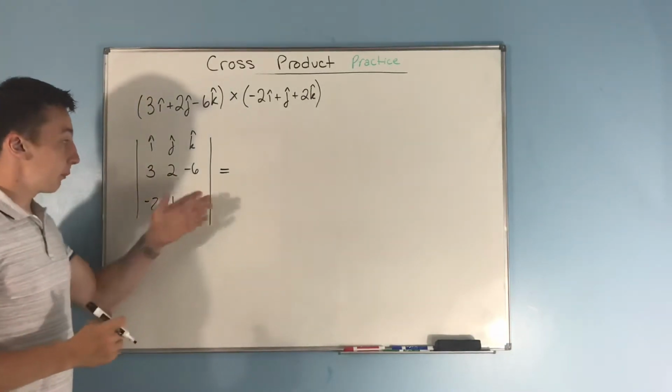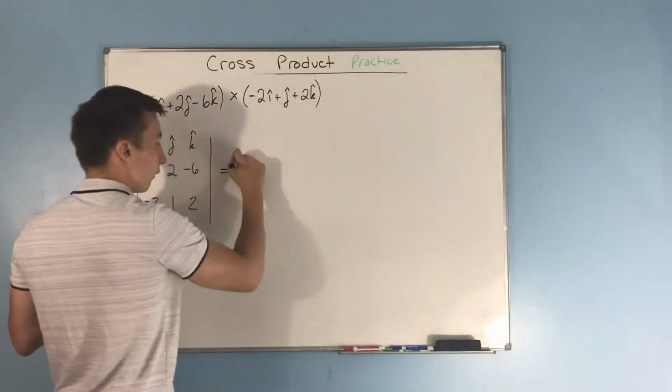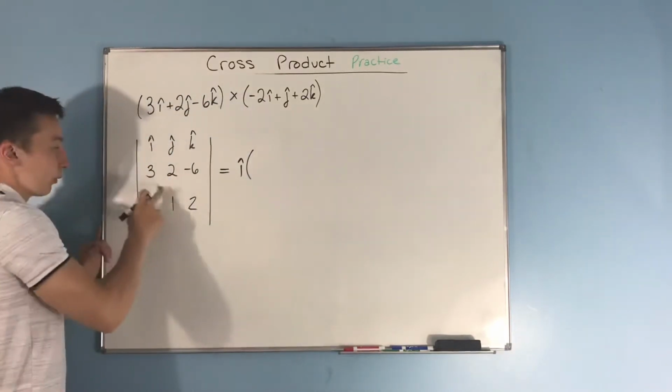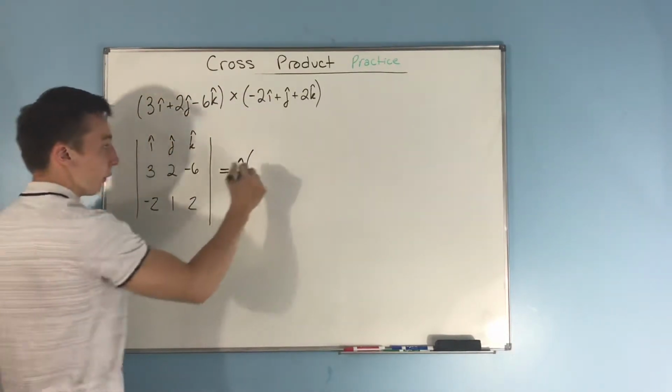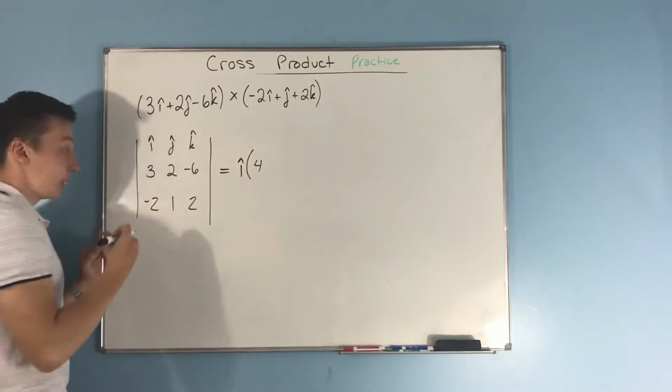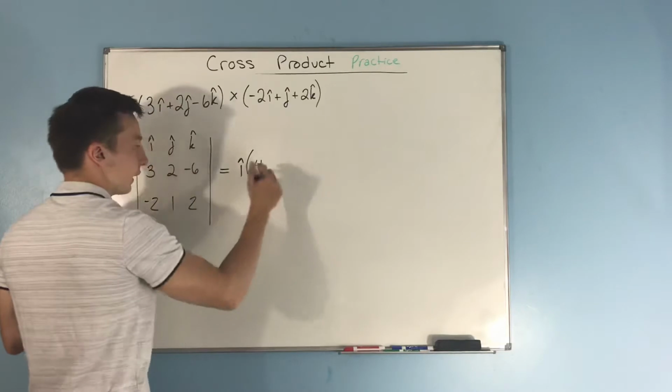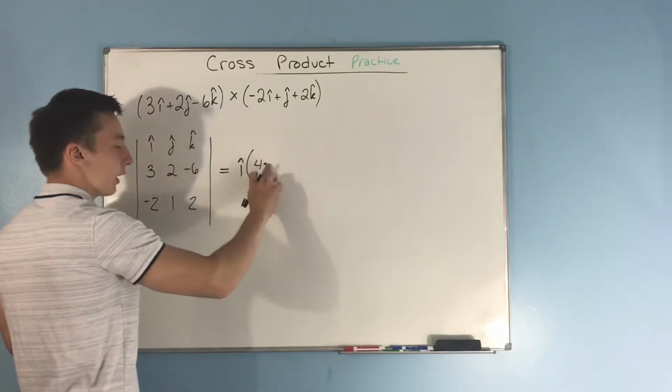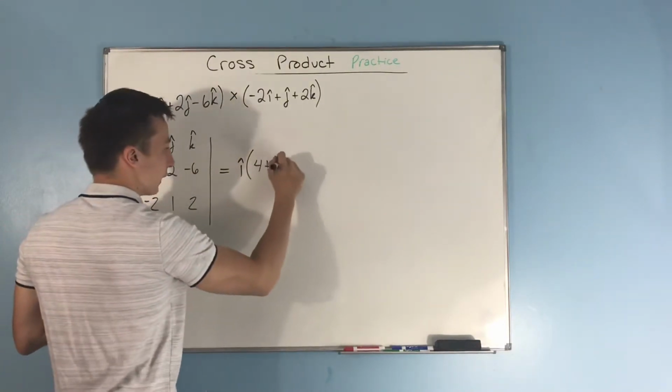Let's start off. We have i hat times 2 times 2, which is 4, minus 1 times negative 6, which is negative 6. Since there's already going to be a negative here, this becomes a plus 6.